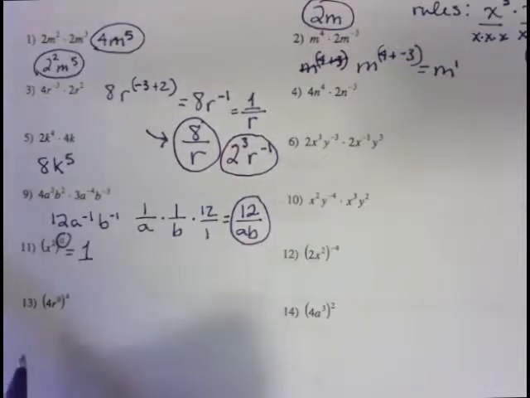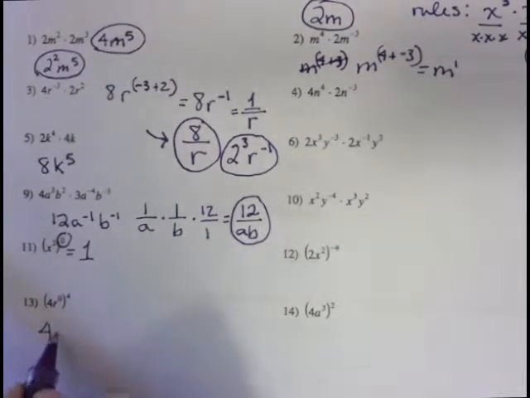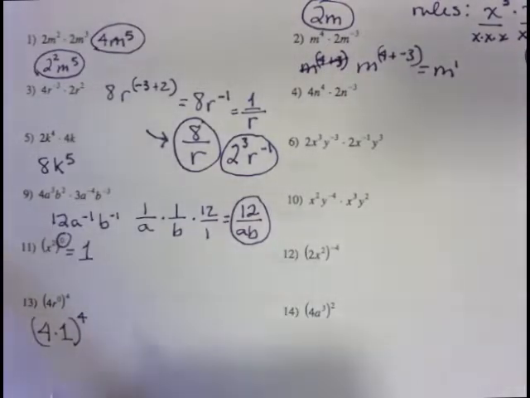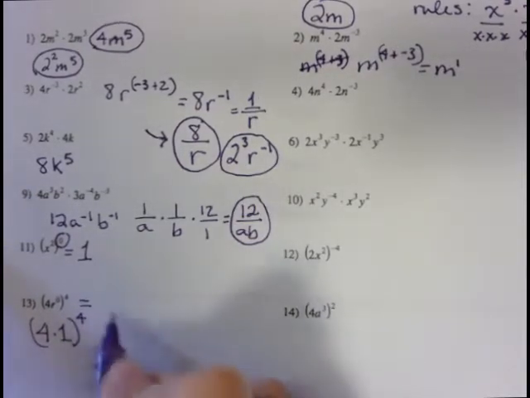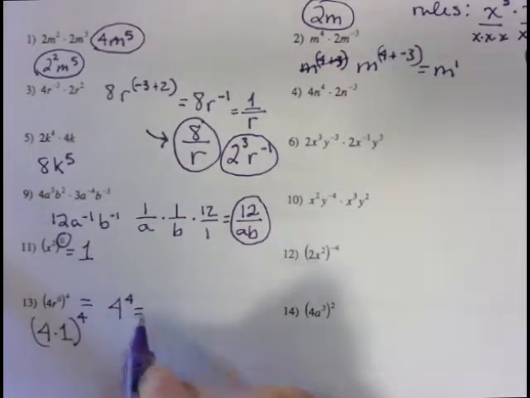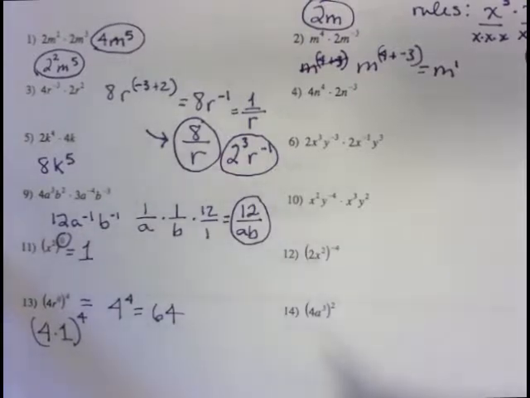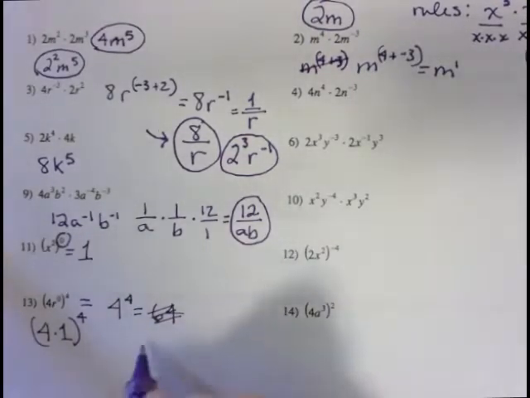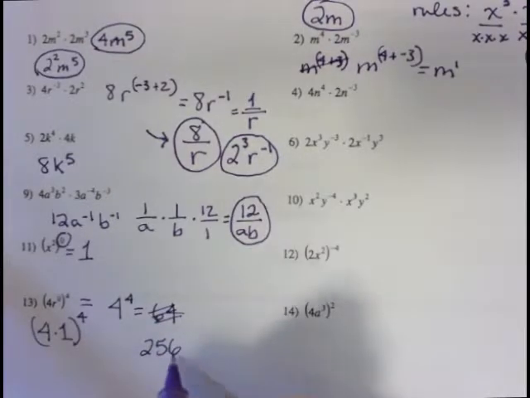No, it's not. That was my mistake. Look at this. This is tricky because you see this and you think this entire thing is 1, but it's not. It's really 4 times 1 to the 4th power. That's tricky. Okay? So, it's 4 to the 4th power, which we already learned is 64. Not 64. 16 times 16 is 256.